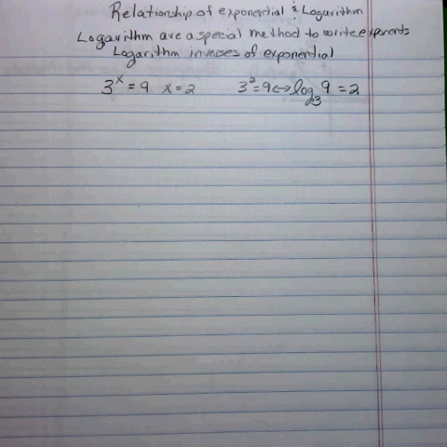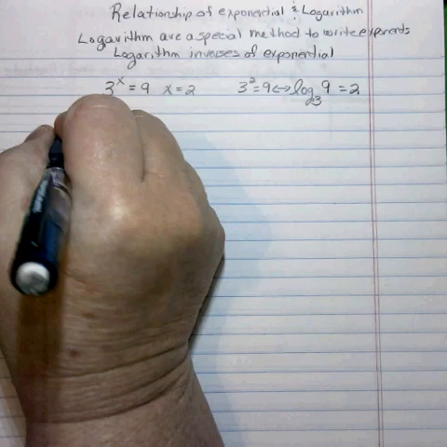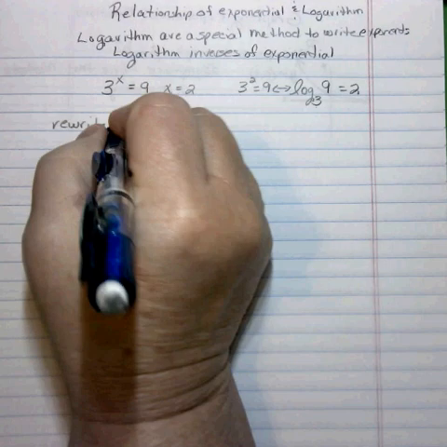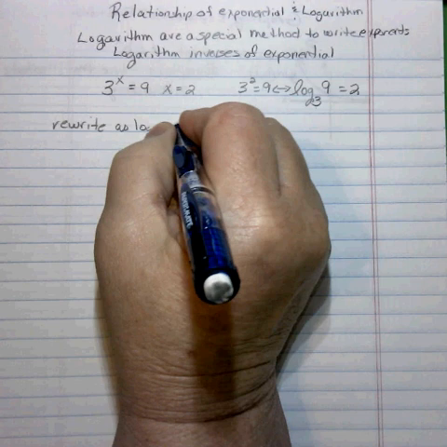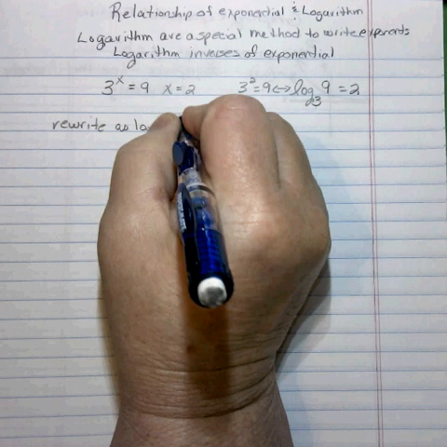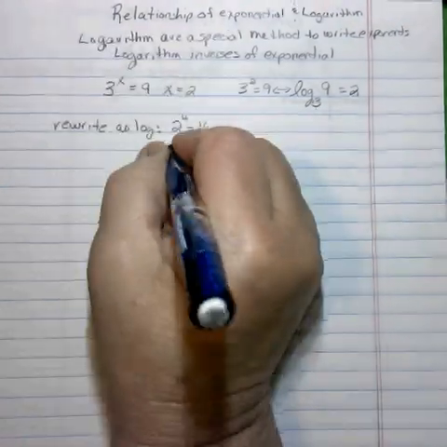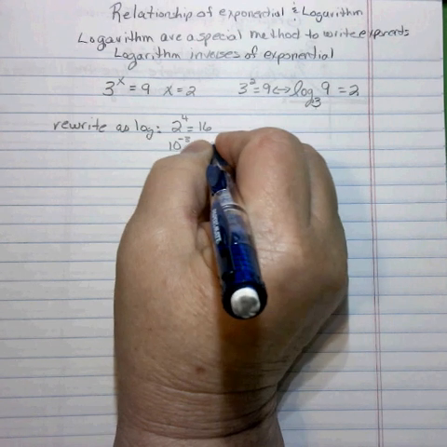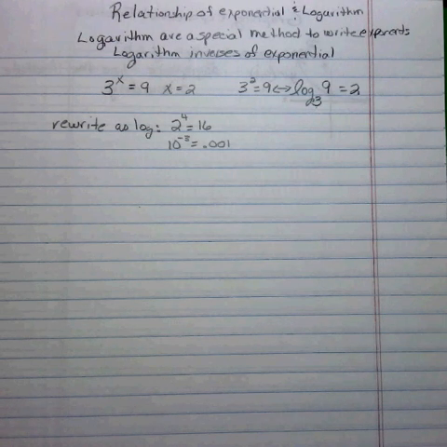So that's one of the first skills that you want to be able to do, is to rewrite your exponentials as logs. So let's look at a couple of examples. We have 2 to the 4th power equals 16, and we have 10 to the negative 3 equals 0.001, and we want to rewrite those as a logarithm.